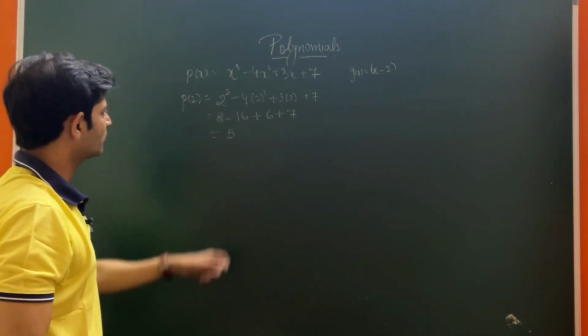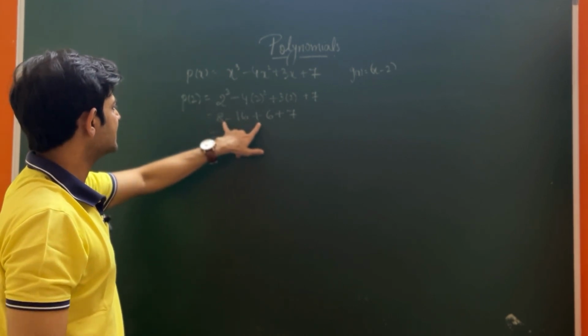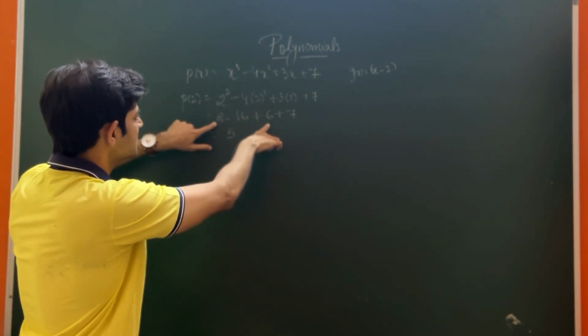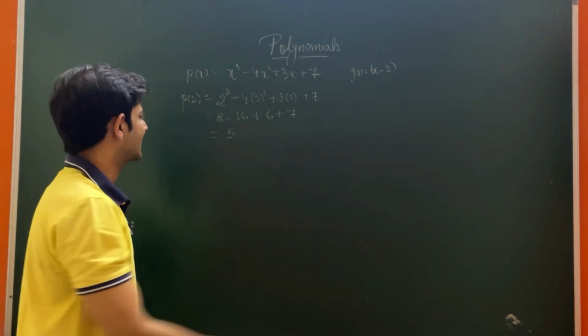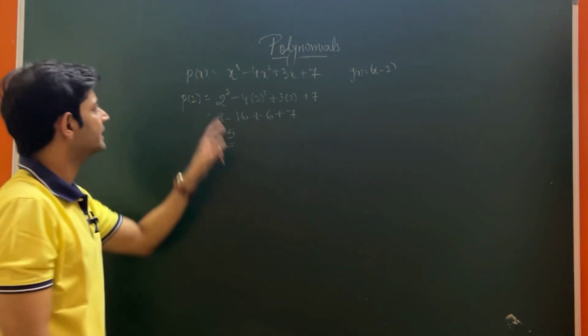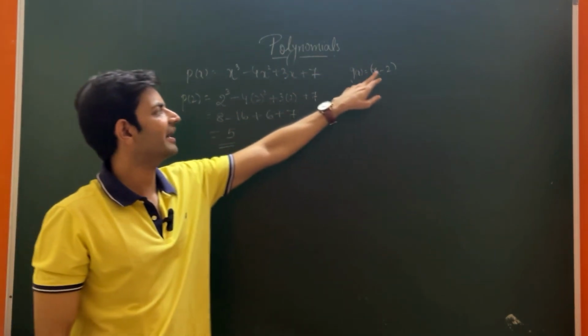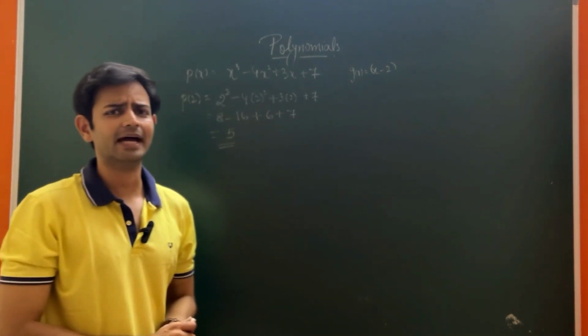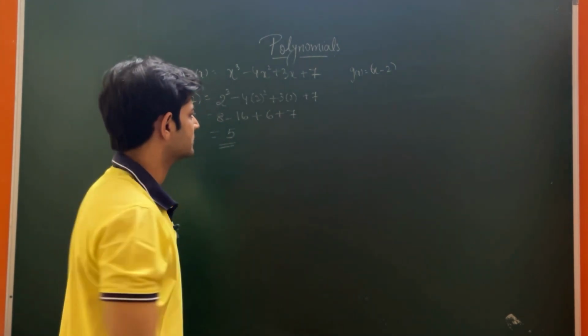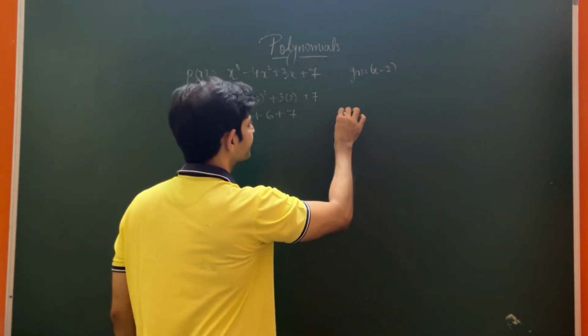Let's just check it one more time. 6 plus 8 is 14, 14 plus 7 is 21, 21 minus 16 is 5. So the remainder for this expression when divided by x minus 2 should be equal to 5. Now to verify that, we'll go for the long division method. So let's just do that.